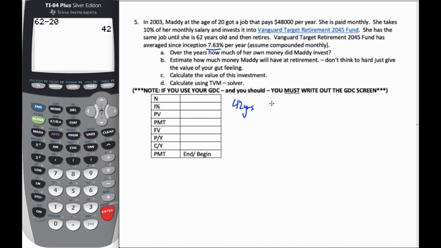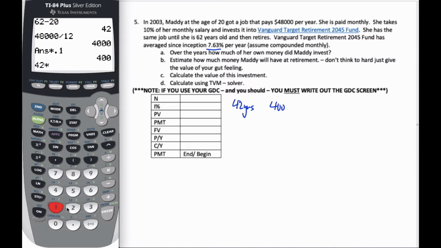She's putting in $400 a month, which I got by taking 48,000 divided by 12, which is the months, and then multiplying by 10%, which is my 400. This is 400 per month. And she does it for 42 years. There's 12 months in a year, so she's going to go 42 times 12 months times 400.